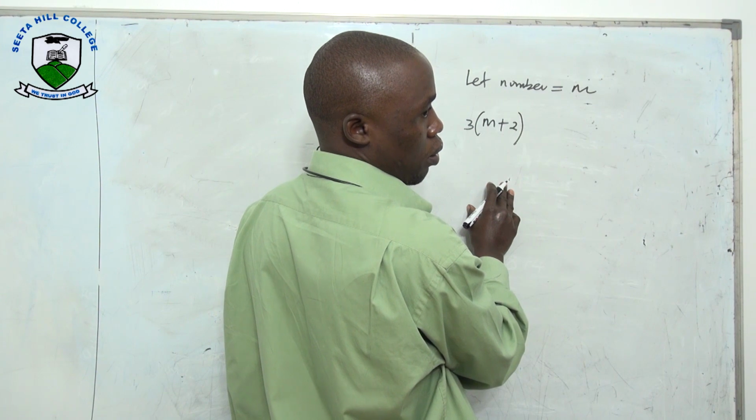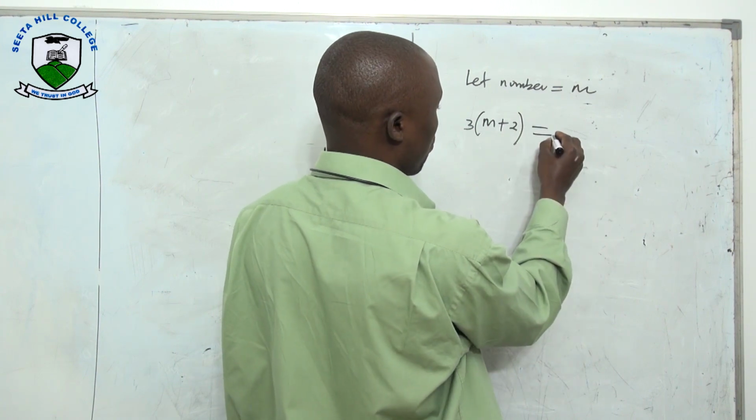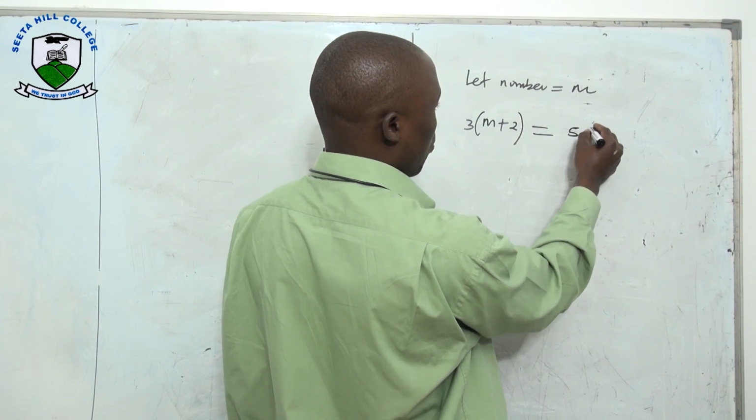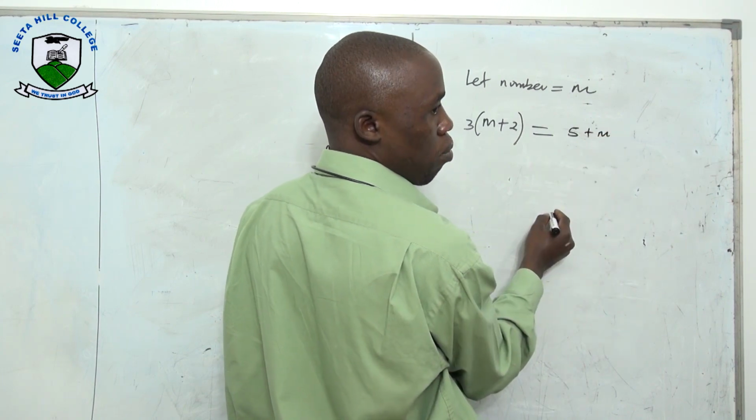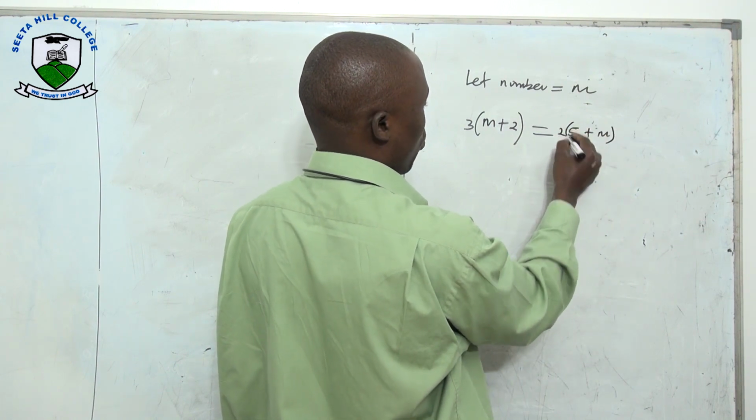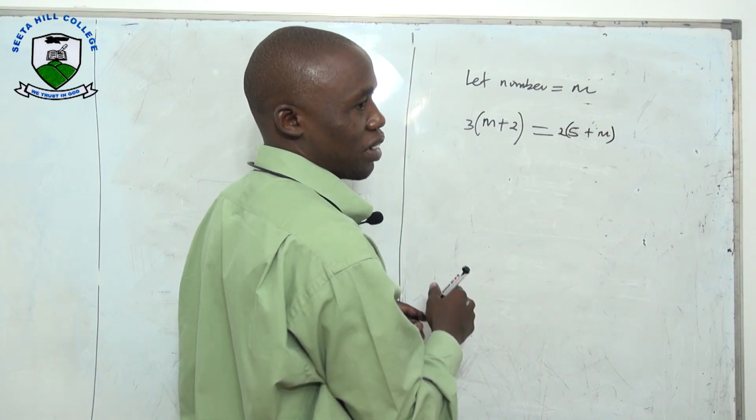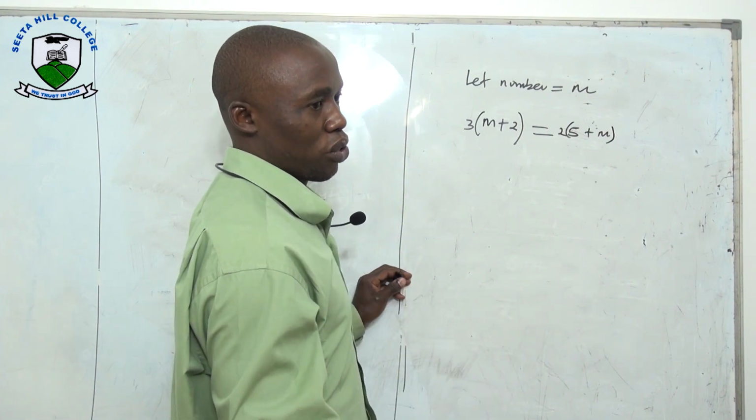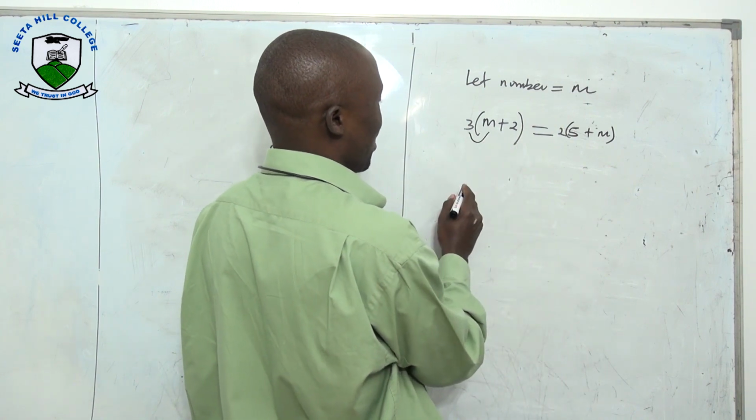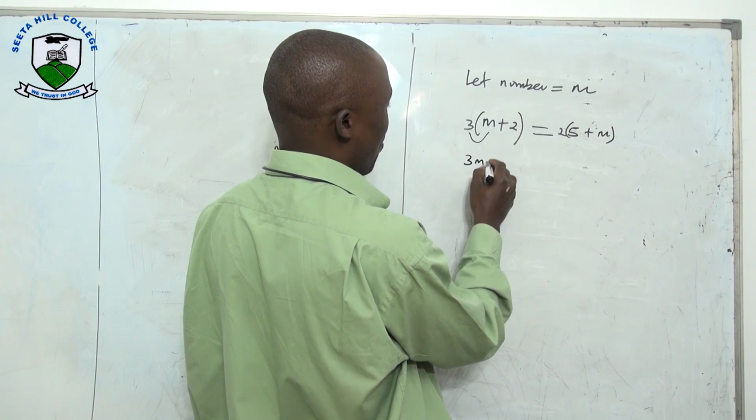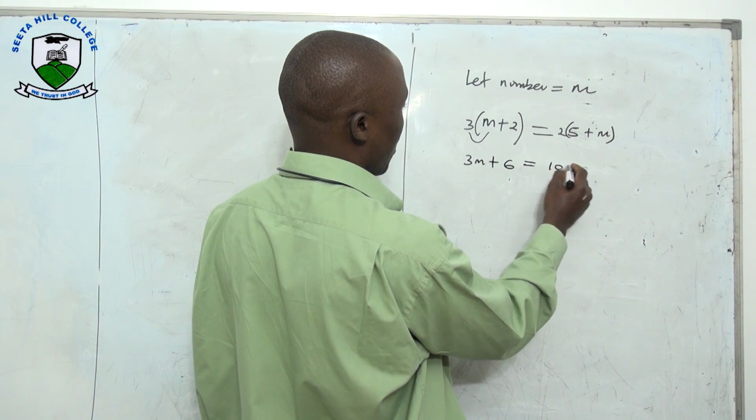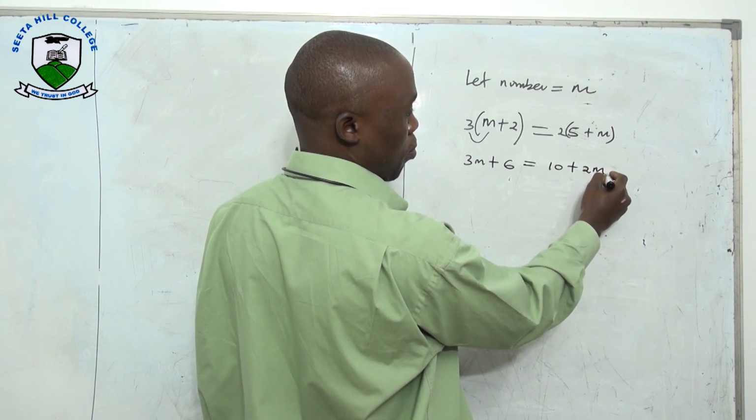Then that is also equal to 5 plus the number that you have left, that is M, times 2. Apply brackets, times 2. Then you solve. You multiply around the outside: 3M plus 6 equals 10 plus 2M, not so? Yes.